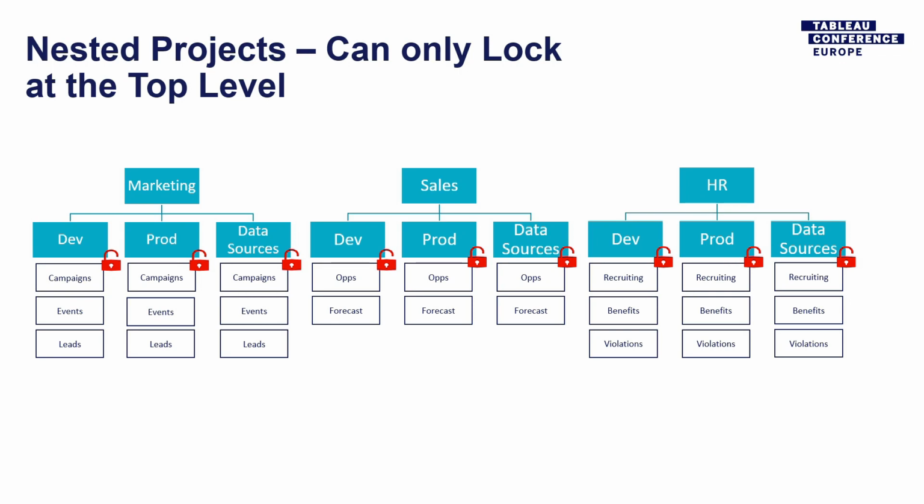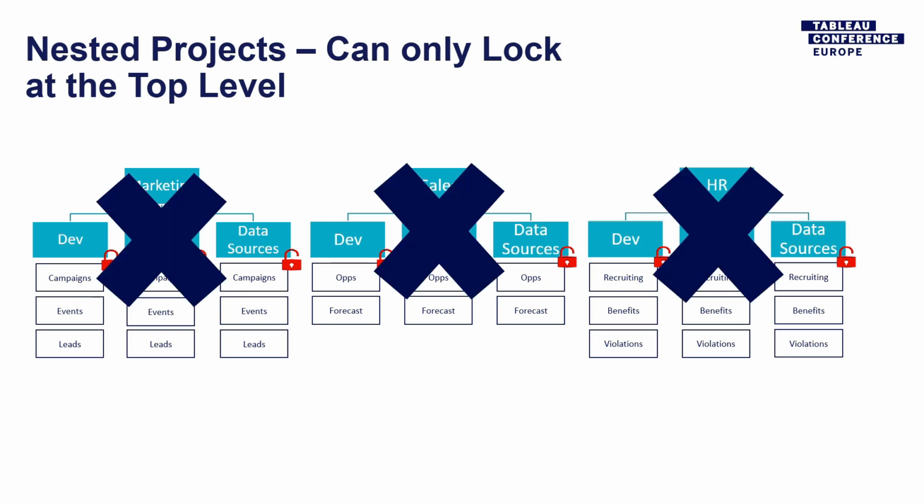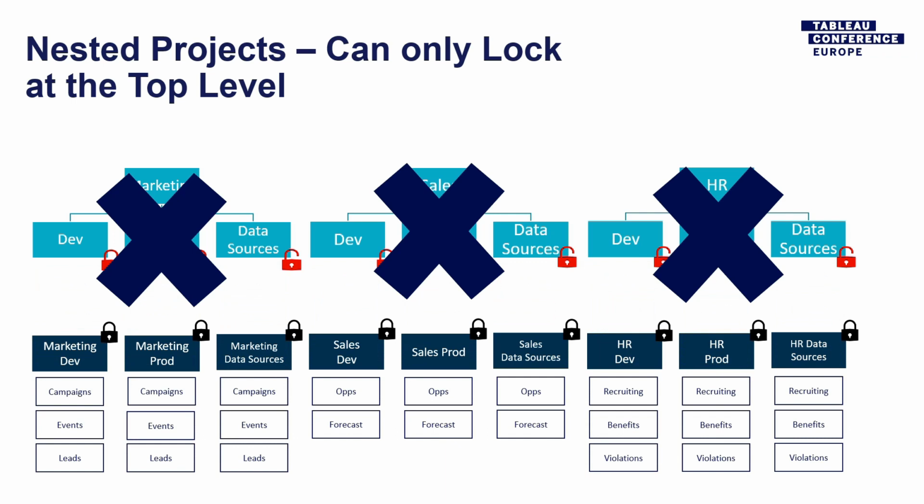Even though we can nest projects in Tableau, the approach from the permission point of view would still have that flat structure, right? If you do want to have these different permissions to dev, prod, and data sources, for example, applied at the project level, you do have to go with this flat structure, even though you can have nested projects as a kind of a logical way of grouping content.